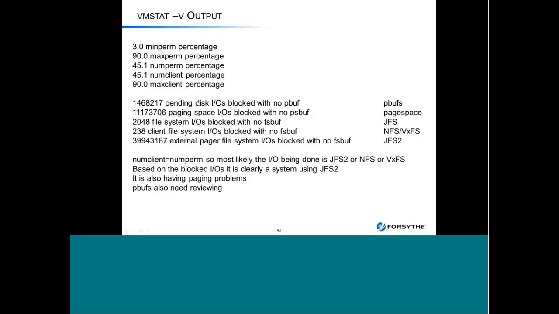So we also have 1.4 million pending disk I/Os blocked. There are 11 million page space I/Os blocked. So you're doing some paging for some reason. Now, you could be paging because you have a queue depth problem and everything's backing up and getting context switched. You could also have a legitimate paging problem, so you have to look into that. And you've got 39 million JFS2 I/Os blocked because it couldn't get a buffer. So this is not a well system. We call this a tuning opportunity because there's clearly some things that need to be done for the system.